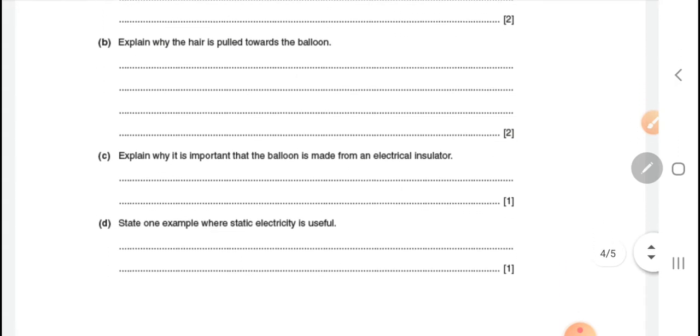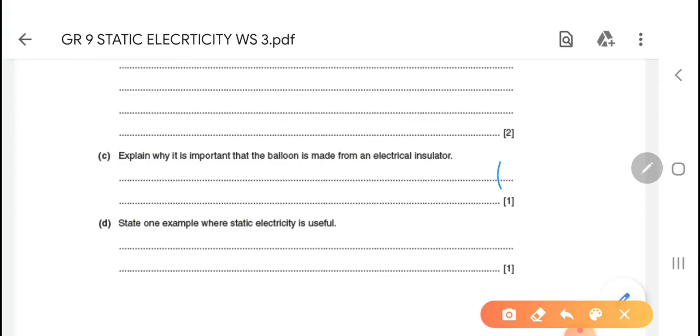Explain why it is important that the balloon is made from an electrical insulator. If it is made of an electrical conductor, then electrons can flow easily through it. If it is an insulator, electrons can't flow, so electrons can be stored. If it is a conductor, electrons can be lost easily, because electrons can move around easily.